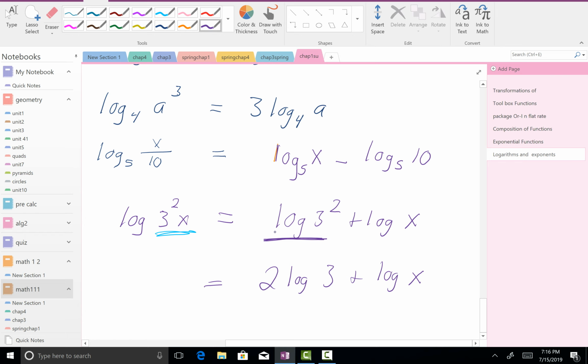That 2 is going to pop out in front because of my properties of logarithms. So we have three things: division, multiplication, and that power. And that's it. Questions on any of those ones that we did, rewriting these using those properties? I feel like I'm going kind of fast, so slow me down if I need to go slower.